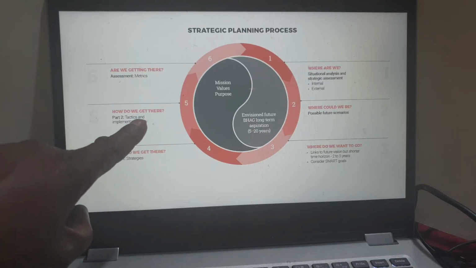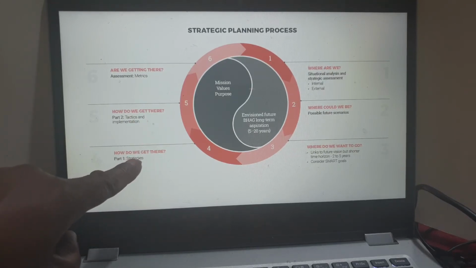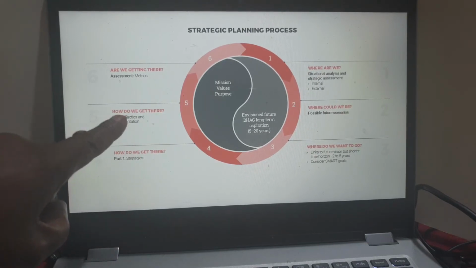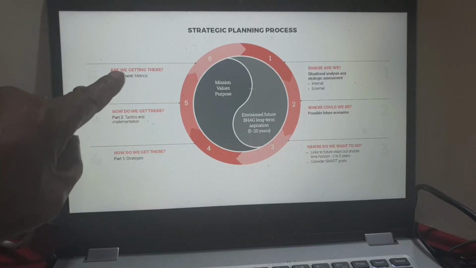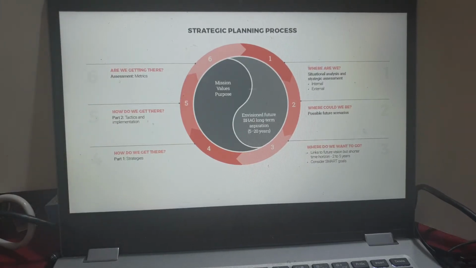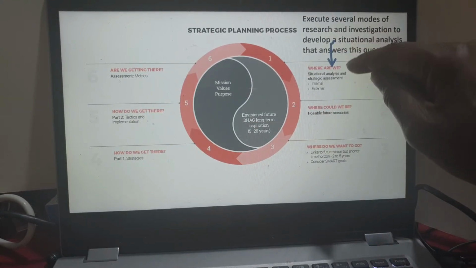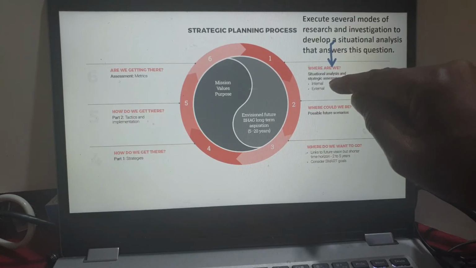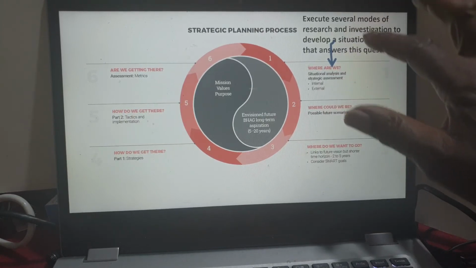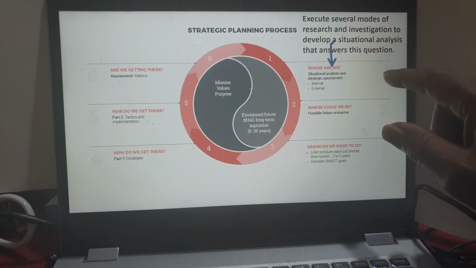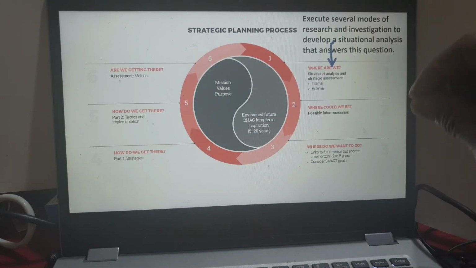And then, how do we get there? Part 1 and part 2. And then, are we getting there? So what are we saying? In choosing where we are, you need to execute several modes of research and investigation to develop a situation analysis that answers this question.